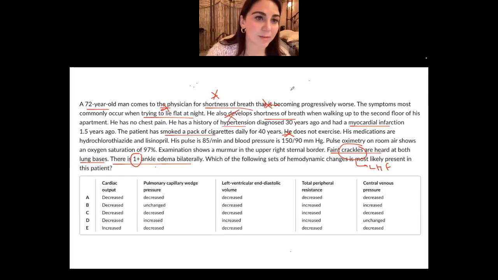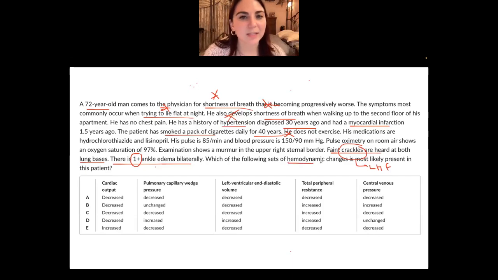You can see edema with left-sided anyway. But yeah, left can lead to right. Exactly. This could also be right-sided heart failure that's starting because of his left side. I mean, he's 72 years old, he's been diagnosed for 30 years with hypertension, and he was a smoker for 40 years. He could now be developing right-sided heart failure because of his left-sided heart failure.